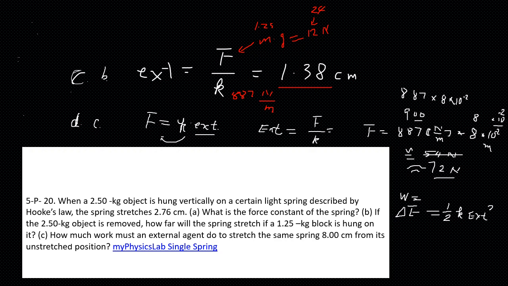So that's very easy. Then you have a half times 887, that's the spring constant, times this squared, 8 times 10 to the -2, converting to meters, and then squared. I leave the math to you. So that's how you calculate, and that's how much work is done.